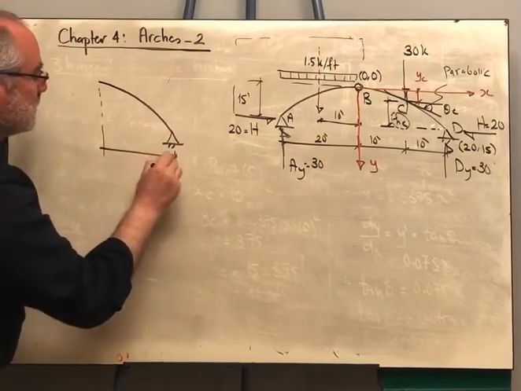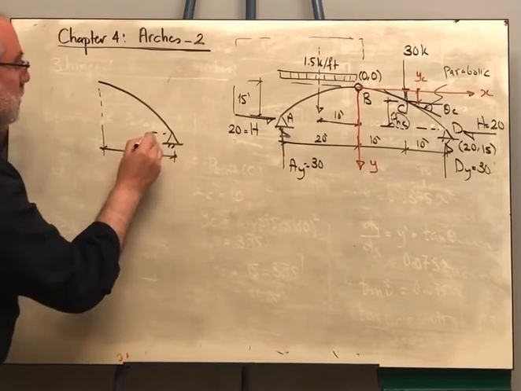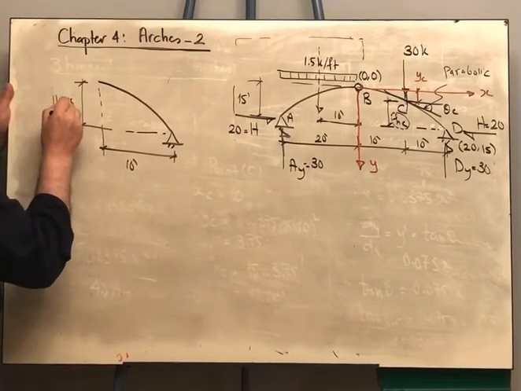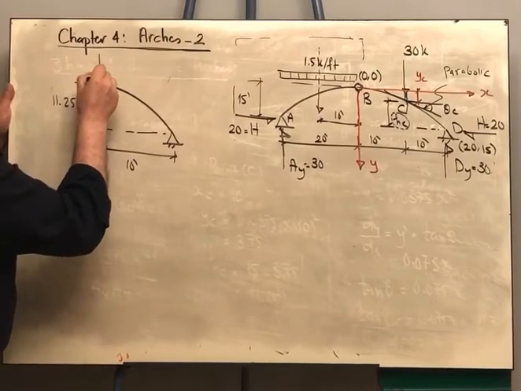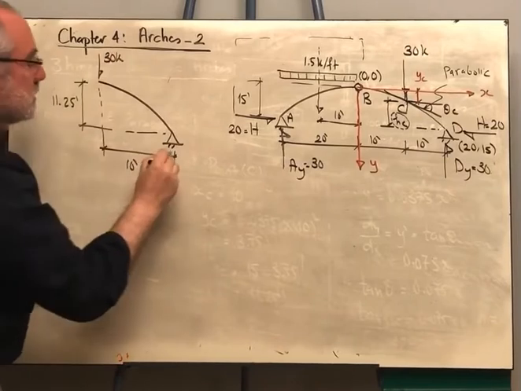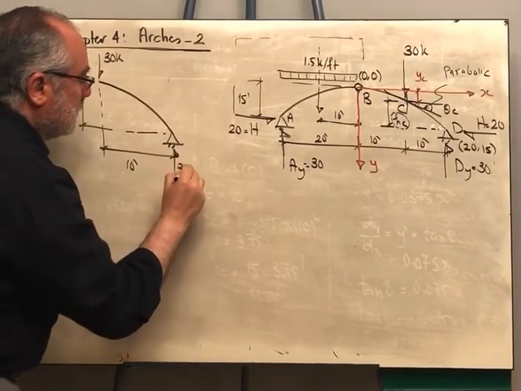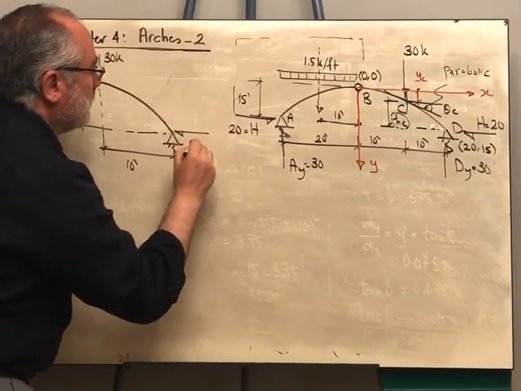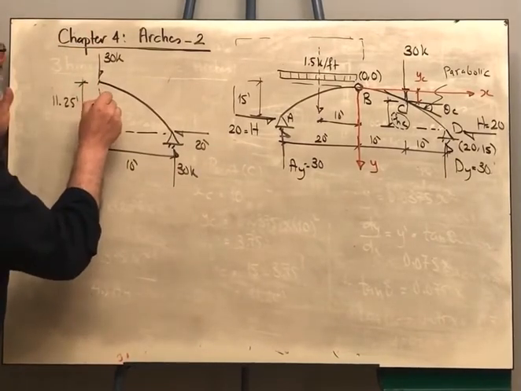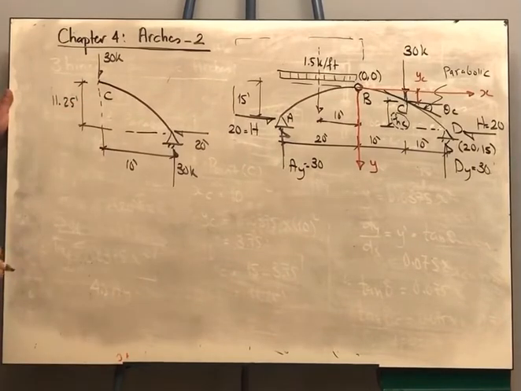We have this distance is 10 foot. We have this height, we calculated that already, 11.25. We have here a concentrated load of 30 kips, and here the reaction 30, and this is 20 kips. Now we are cutting a section here, and we want to get the moment at point C.